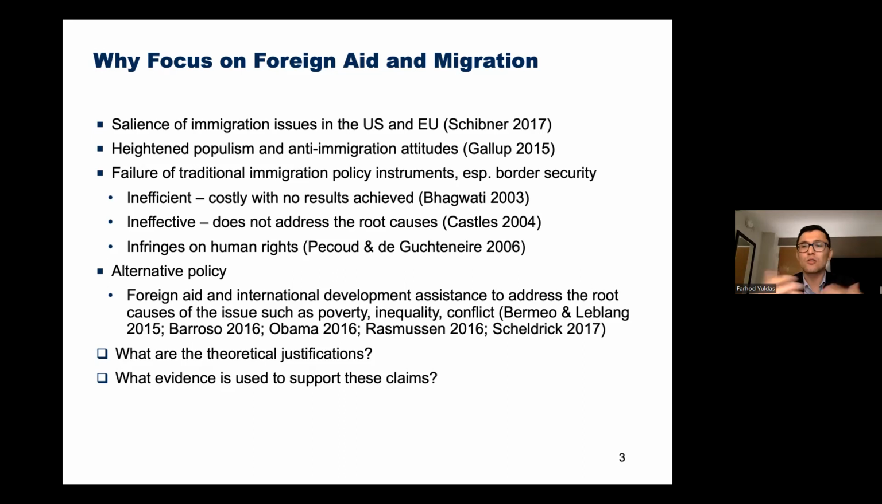But then we started talking about, well, what are the theoretical justifications for such arguments? And also, what evidence is there to support such claims, that foreign aid and addressing these root causes can actually lower the tide of immigration into developed countries? That's how we got started with this research.